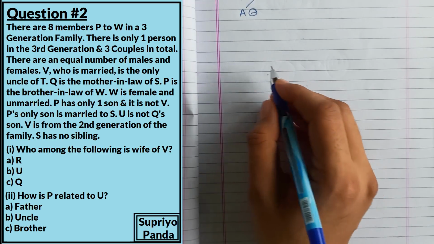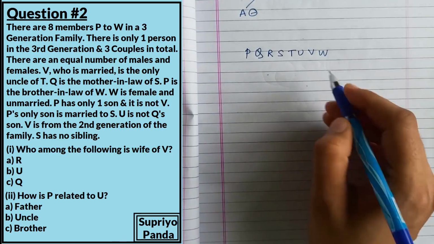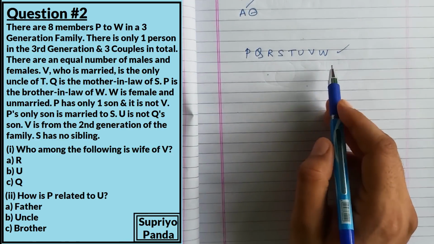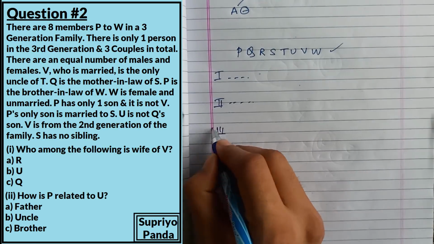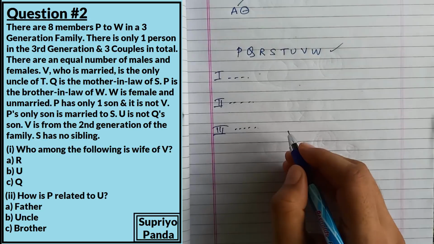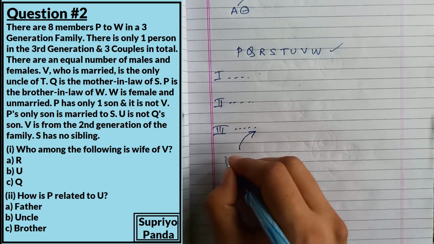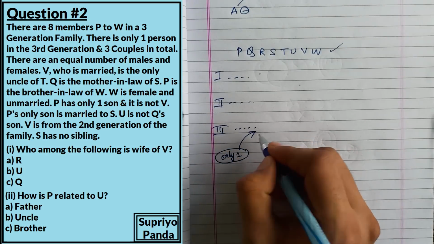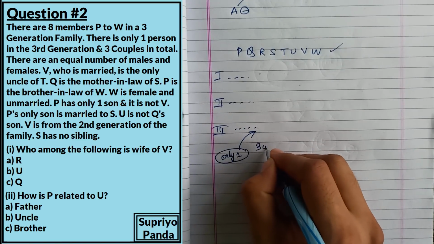There are 8 members, P to W, in a 3-generation family. I actually write it down because this helps me. So there are 3 generations. There is only one person in the 3rd generation. Wow, this is very good information for us. Now, 3 couples in total. Okay, this is also interesting information.